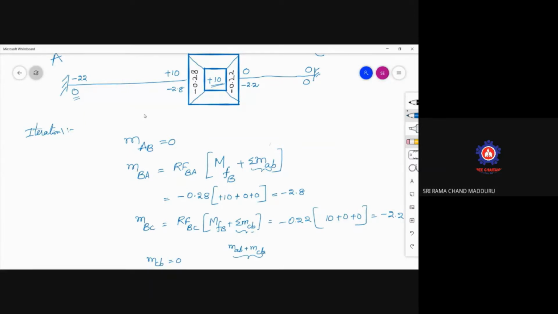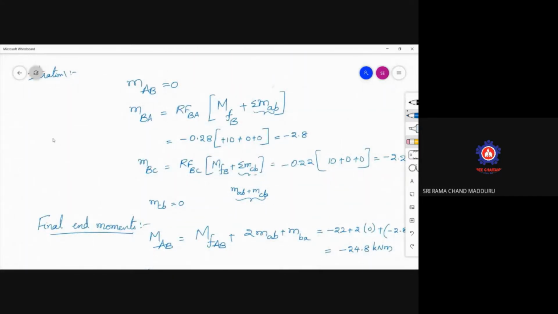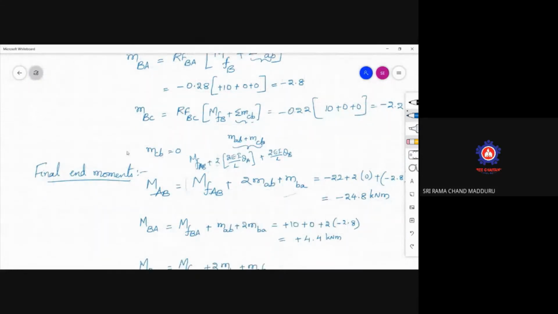Now in this, calculating the final end moments, if you observe, it looks like our slope deflection equation, which is MFAB plus 2 times 2 EI by L into theta A plus 2 EI by L into theta B. Actually, we use it to write this equation like this: MAB is MFAB plus 2 EI by L into 2 theta A plus theta B. So this is nothing but 4 EI by L into theta A. I can write this as 2 times 2 EI by L into theta A, which is the rotational moment MAB. So these are considered and the final end moments are calculated.